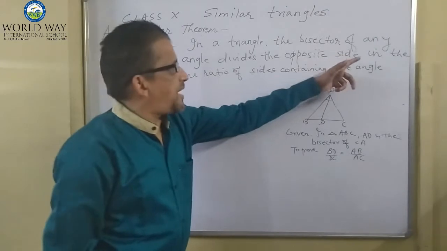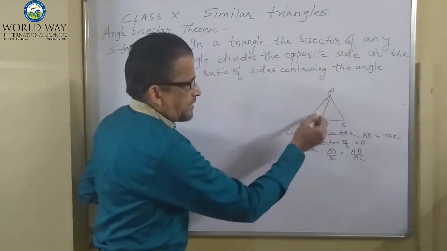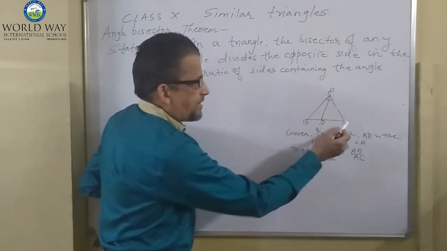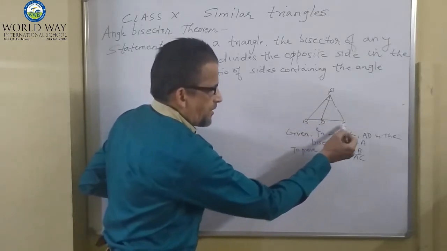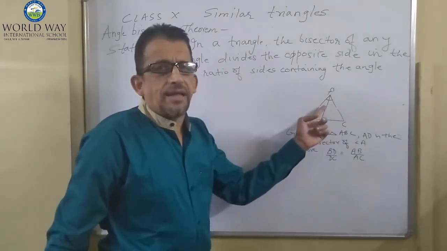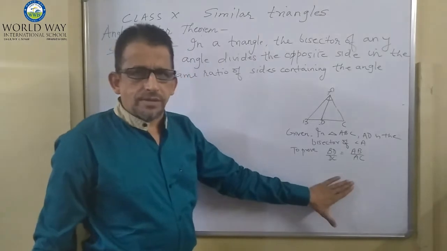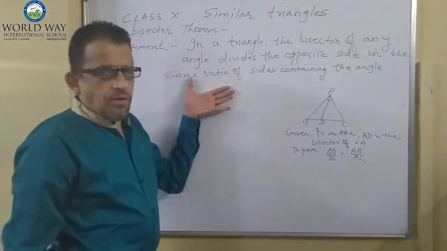It divides the opposite side in the same ratio as the sides containing the angle. That is, which is the opposite side? BC. Divide it, BD upon DC, in what ratio? The two sides between which the angle lies, that is, the ratio of AB and AC. So we have to prove this. This is the statement of the theorem.